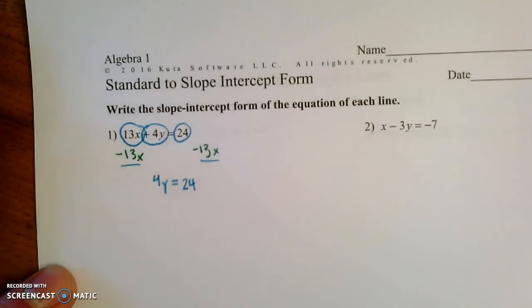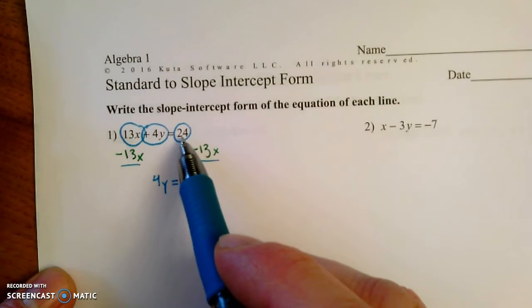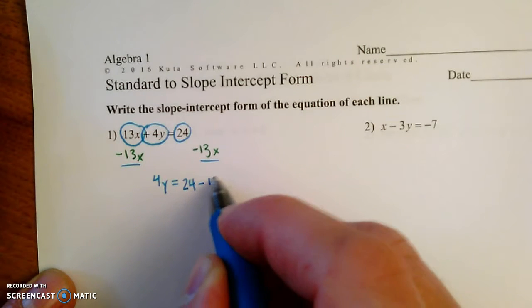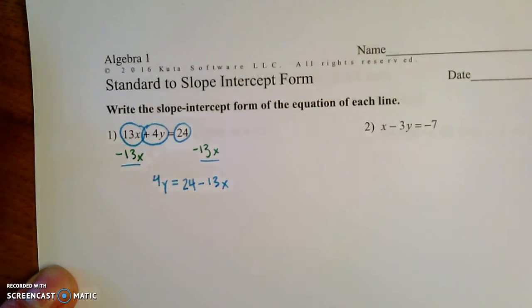Okay, just a second. All right, so we're not taking the 13 away from the 24 because they're not like terms, can't mix them up. So we just end up with 24 minus 13x.